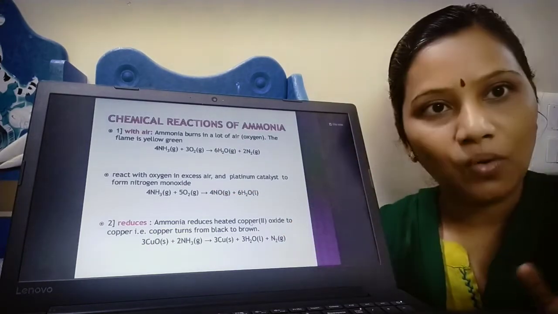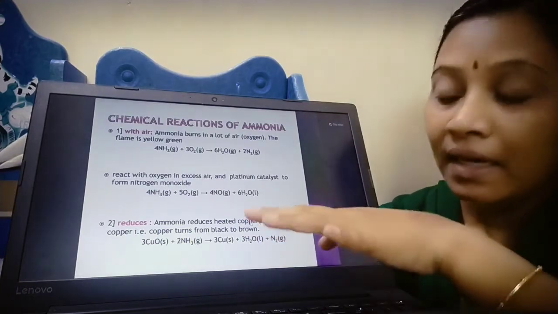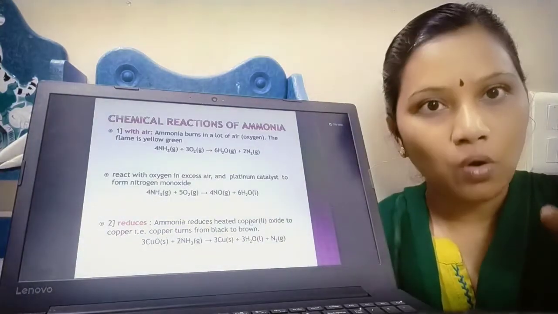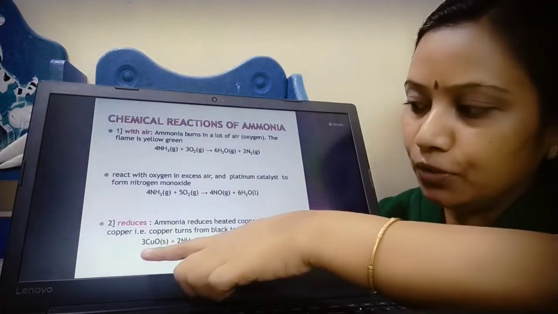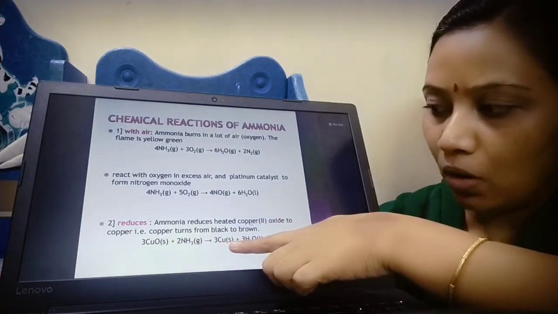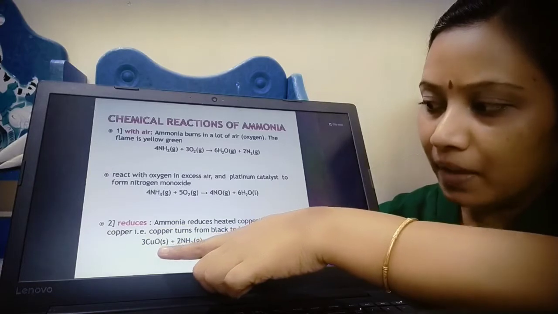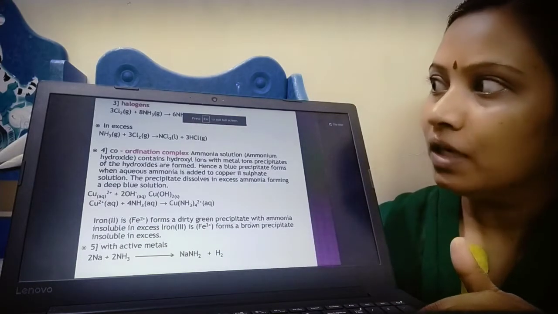See, almost all the reactions in this chapter are very direct reactions. Then, the reducing property of ammonia. Ammonia reduces copper oxide to free copper. For example, ammonia has reduced copper oxide to free copper along with water and nitrogen. So the color turned from black to brown. So these are the chemical reactions of ammonia.